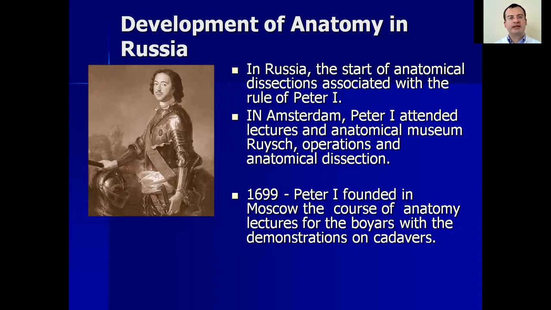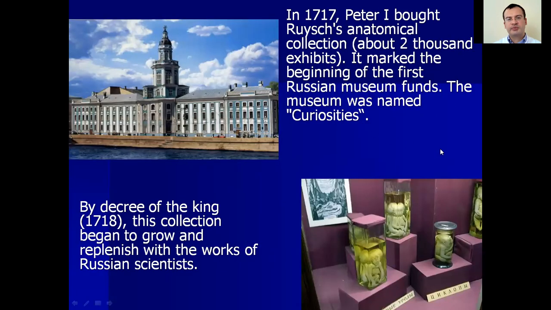Development of anatomy in Russia. In Russia, the start of anatomical dissection is associated with the rule of Peter I. In Amsterdam, Peter I attended lectures, the anatomical museum, and anatomical dissections. In 1699, Peter I founded in Moscow courses of anatomy lectures for the boyars with demonstration on cadavers. In 1717, Peter I bought Ruysch's anatomical collection, about 2,000 exhibits, and it marked the beginning of the first Russian museum funds, and the museum was named Kunstkamera, the Curiosities. By decree of the tsar, this collection began to grow and be replenished with the works of Russian science.